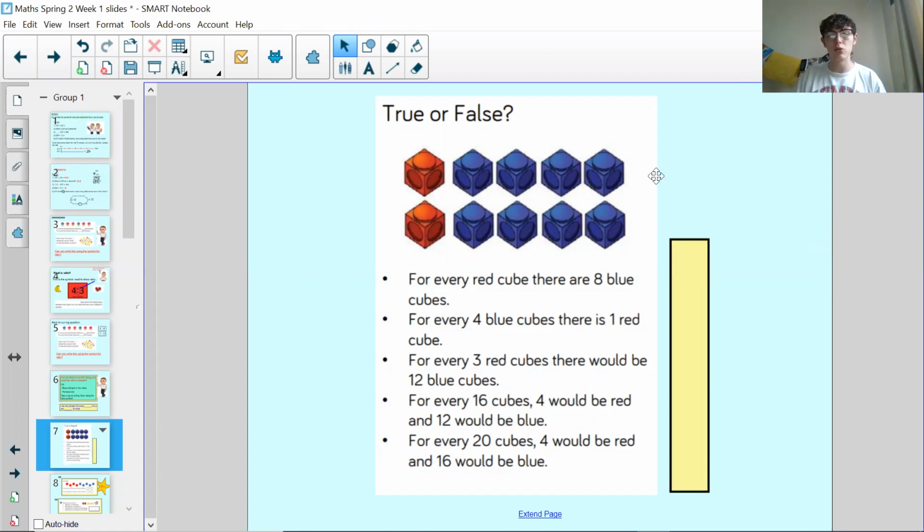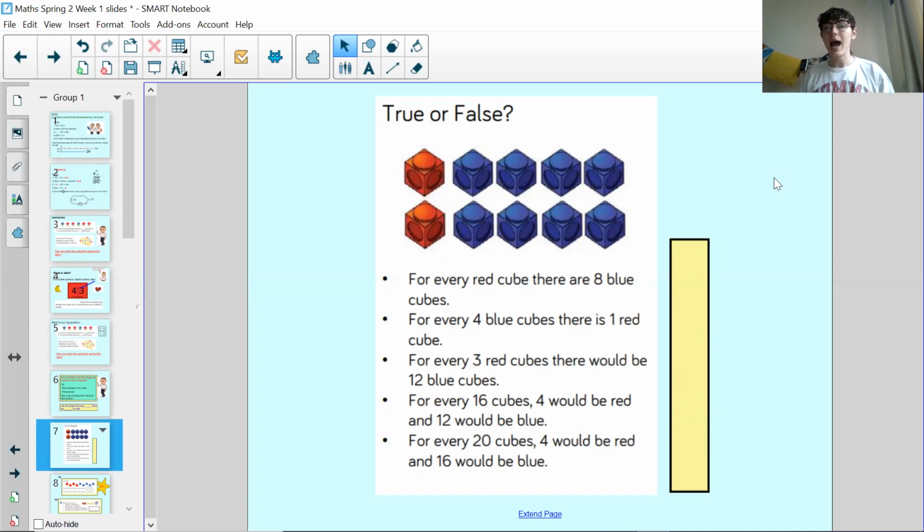So true or false. For every red cube, there are 8 blue cubes. For every 4 blue cubes, there is 1 red cube. For every 3 red cubes, there would be 12 blue cubes. For every 16 cubes, if there were 16, 4 would be red and 12 would be blue. And for every 20 cubes, 4 would be red and 16 would be blue.